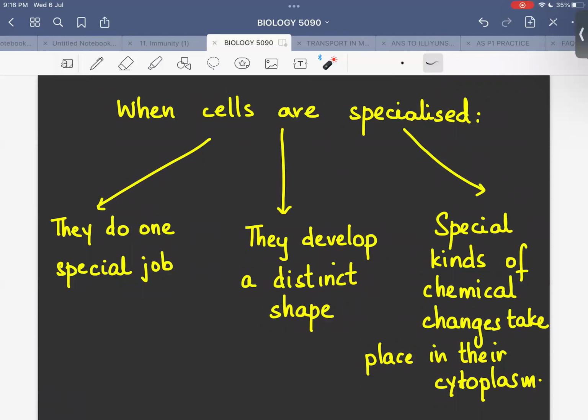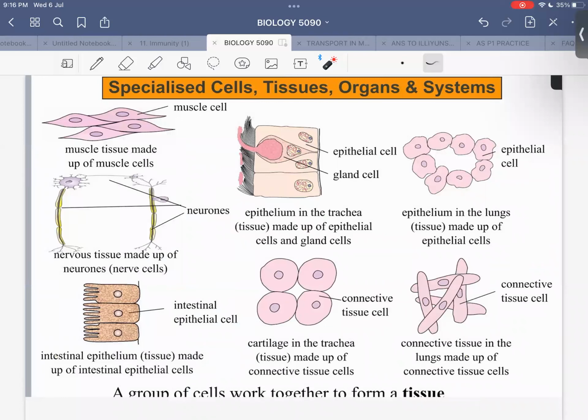Cells need to be specialized because every specialized cell is doing a special job. Every specialized cell has a distinct shape. And in order to do a special function, special kinds of chemical reactions take place inside their cytoplasm to make them specialized. Let's have a look at this slide. This slide shows you some of the specialized cells inside your body, not all of them. Of course, it's beyond the scope of this lecture and my presentation to show you diagrams of each and every specialized cell of your body. But just to give you an idea, I'll be zooming into this diagram.